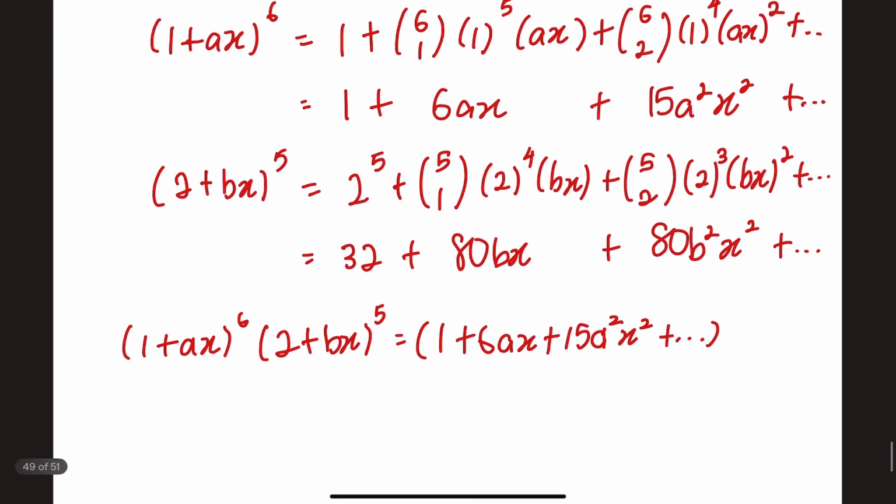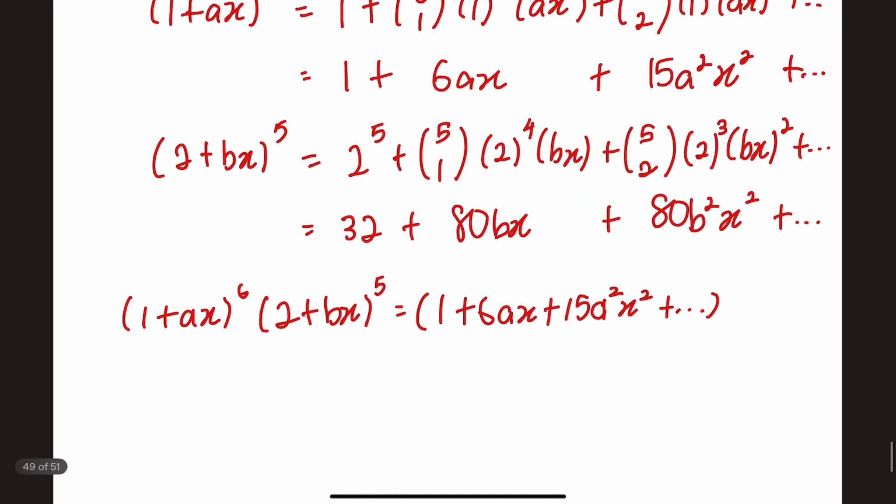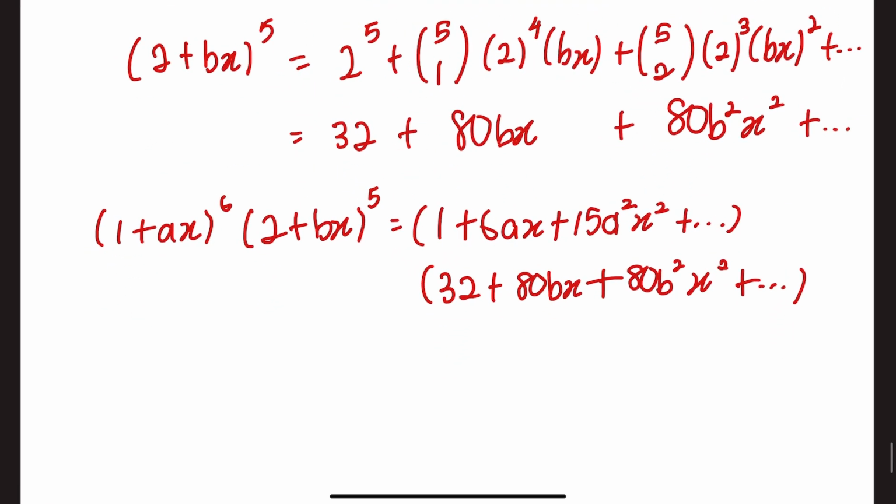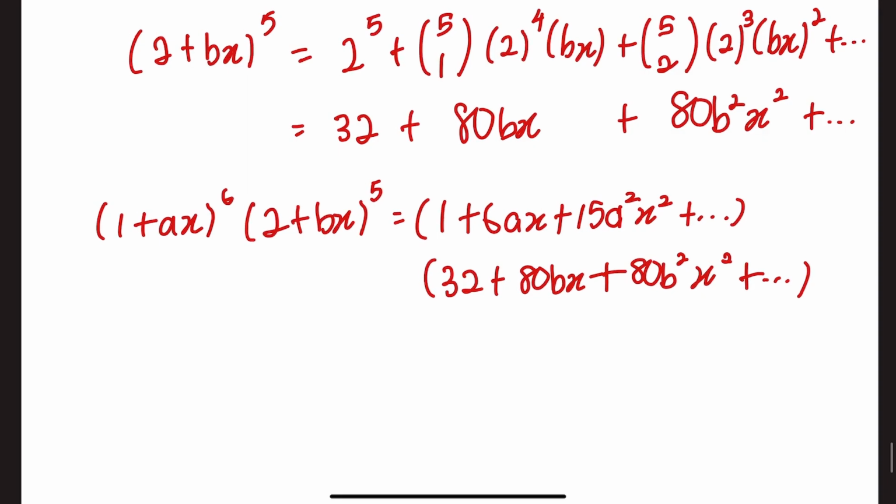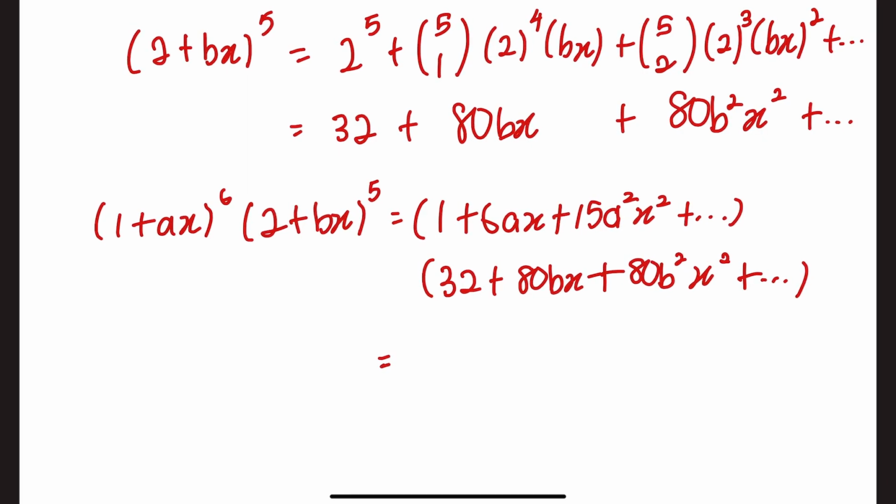times 32 plus 80bx plus 80b square x square plus dot dot dot. Alright, so therefore from here, this part is very tedious, so I won't go through everything. Okay, all you need to do is simply to expand out everything step by step.